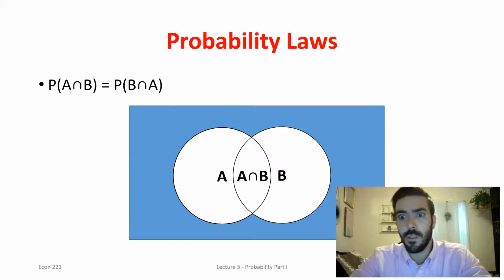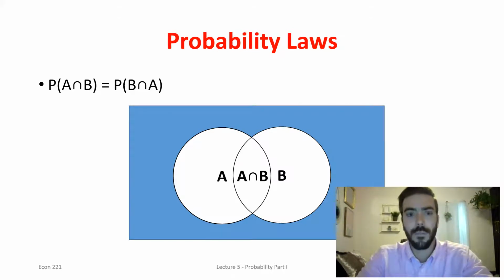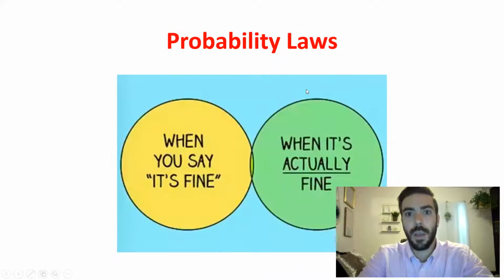Or even if I change it to a union, if I'm over 30 or have brown hair, it's the same as do you have brown hair or are you over 30? Either one doesn't change what I'm looking for, right? So the ordering doesn't matter on the union and the intersection. And that'll help us out when we get to the multiplication rule later. Okay, so that's the first law we have.